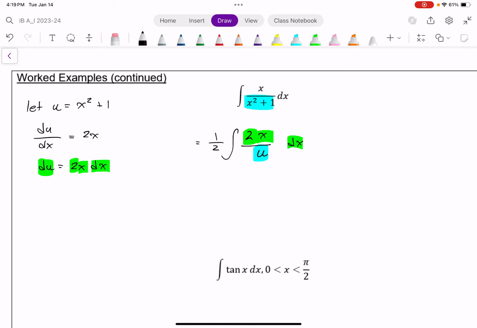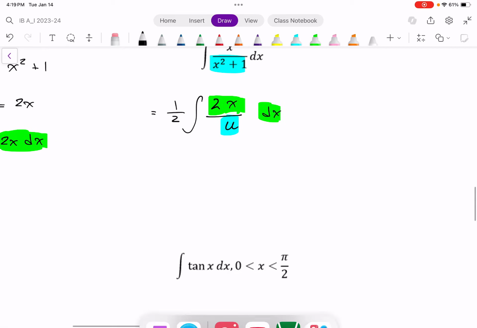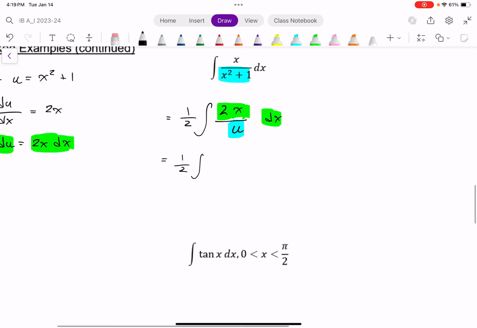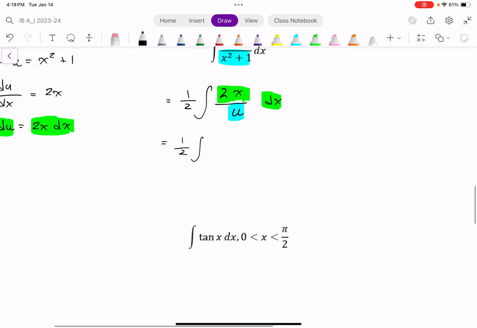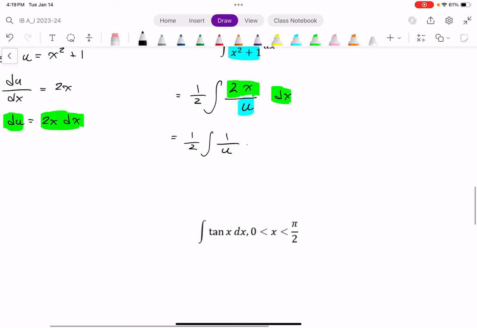But that 2 I see there wasn't there before, but I needed to create it. And in general, you can add any constant you want as long as you just immediately cancel it out. If you want to multiply by 2, sure, just divide by 2 or multiply by a half. And now, if you look at everything I've highlighted in green, that's identical to du. And now things are going to come together quite nicely. So I can write this as 1/2 times the integral of just du over u, or just 1 over u times du.